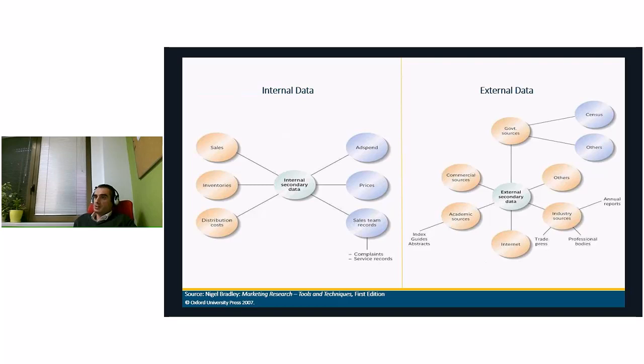Internal secondary data, as we talked, comes from the organization in question. The organization gathers many data about its products. It can provide information about the sales in a specific moment of time. What were our sales in January? What were our sales of a specific product or a specific service in May, March, during summer, winter, etc.? Also, it provides information about the inventory that we have at the moment in stock, or that we had in different time periods. It also provides information about distribution costs.